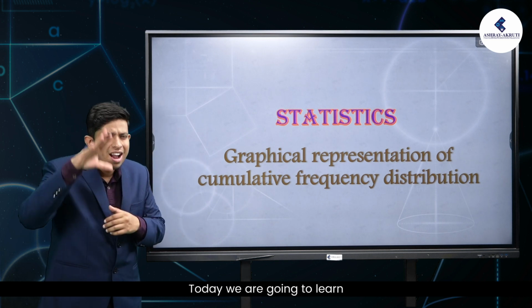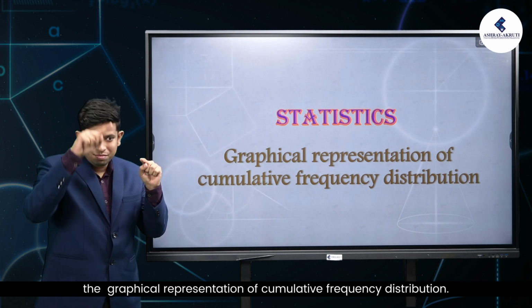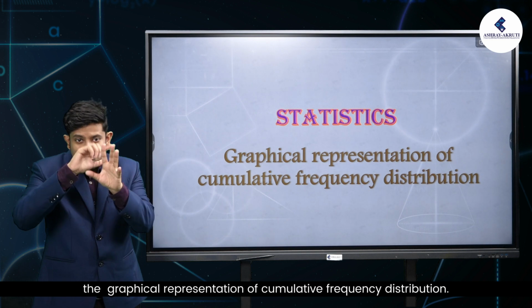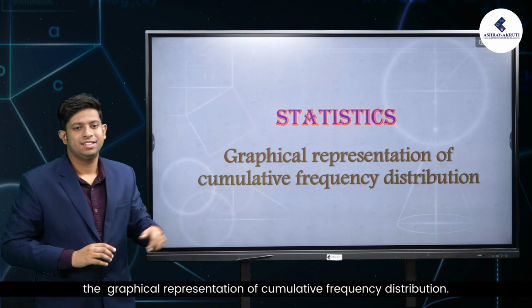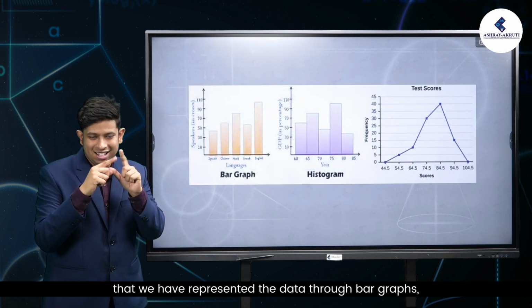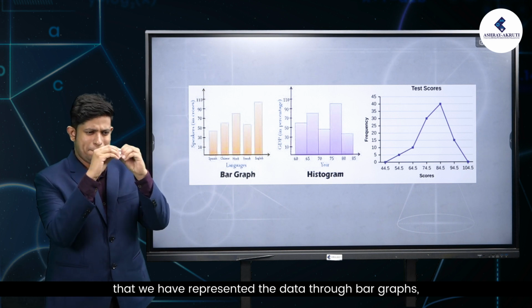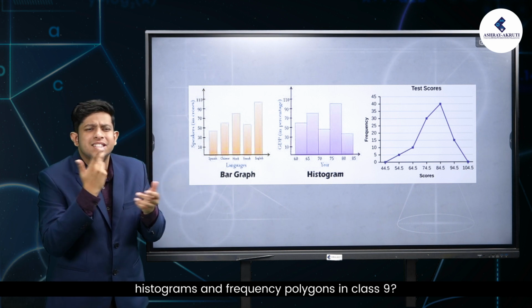Today we are going to learn the graphical representation of cumulative frequency distribution. Students, do you remember that we have represented the data through bar graphs, histograms and frequency polygons in class 9?